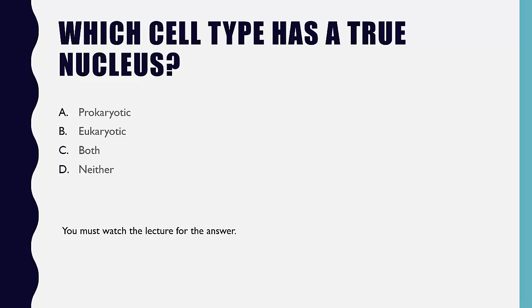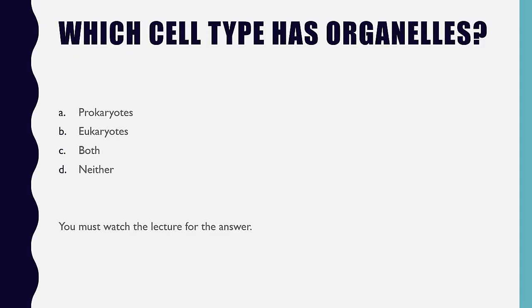Which cell type has a true nucleus? Prokaryotic, eukaryotic, both or neither? You got it. B, eukaryotic cells. Very good. Which type of cell has organelles? Prokaryotic, eukaryotic, both or neither? Now, did you say both?